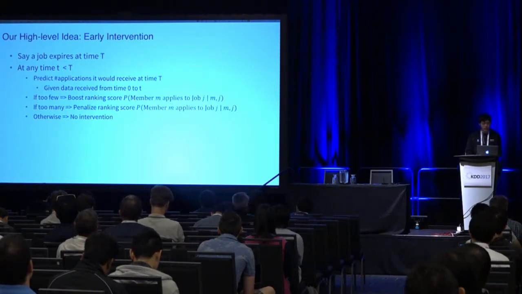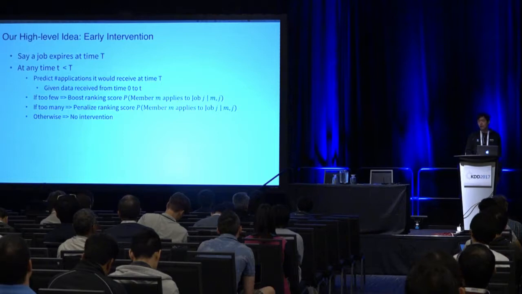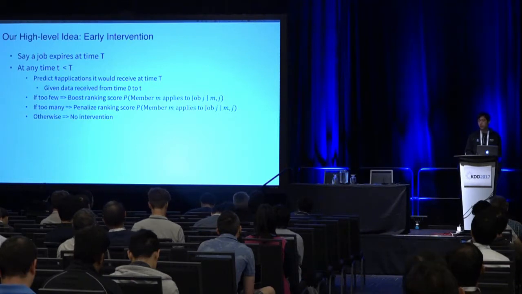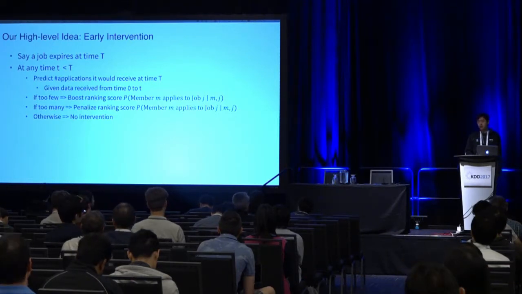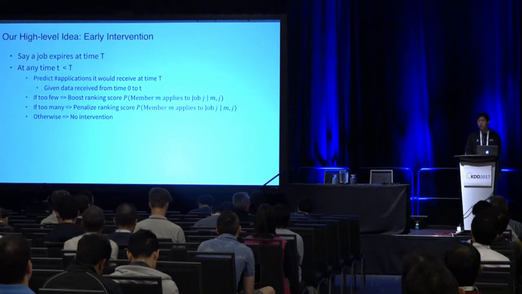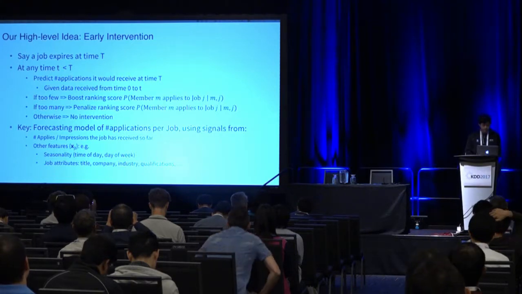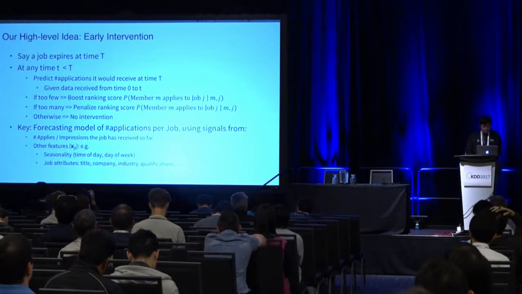Now here's a key question. It looks like we need some oracle model which is able to tell you at day 5 what is going to happen in day 30, which is why we need to build a model. So I'm going to spend some future slides to talk about how we are going to build a model that can accurately predict the number of applications that a job is going to receive at the end of the day.